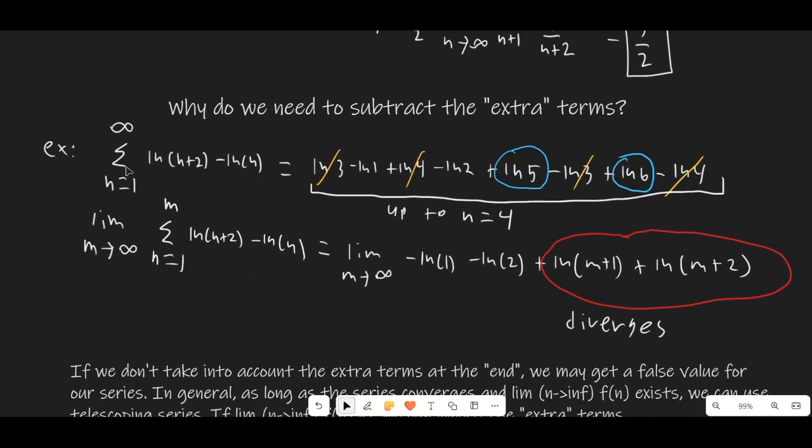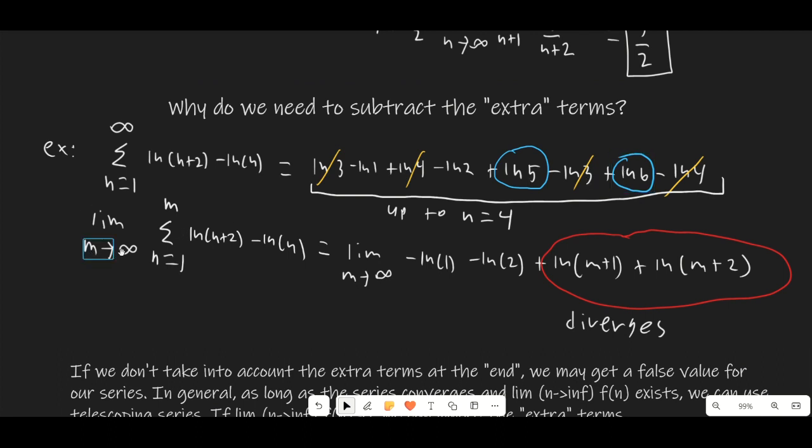In this example, we have something very similar, except instead of 1 over n plus 2 and 1 over n, we have ln(n+2) and ln(n). And also, we're going to sum everything up to n equals 4. So we get ln3 minus ln1 plus ln4 minus ln2 plus ln5 minus ln3, so on and so forth. Now, these start to cancel right here. And then this ln5 and ln6 would cancel with something further up on the summation. However, we notice that these are sort of our leftover terms right here.